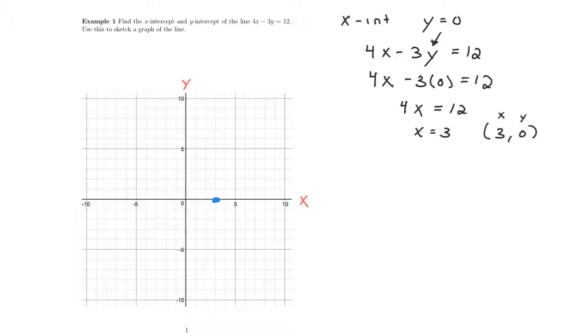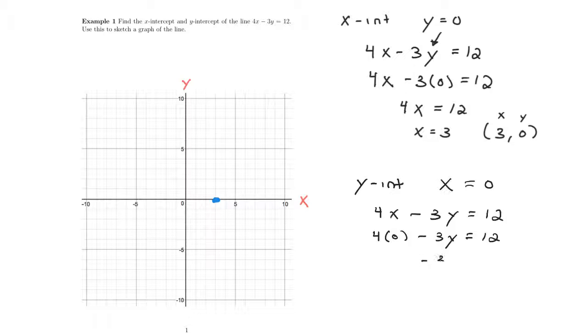Okay. Now, if we get one more point, we know what this equation is going to look like. So now let's try to find the y-intercept. So the place where it actually crosses the y-axis. And for this, we're going to let x equal 0. So I take my equation, 4x minus 3y is 12. I'm going to put 0 in place of x.